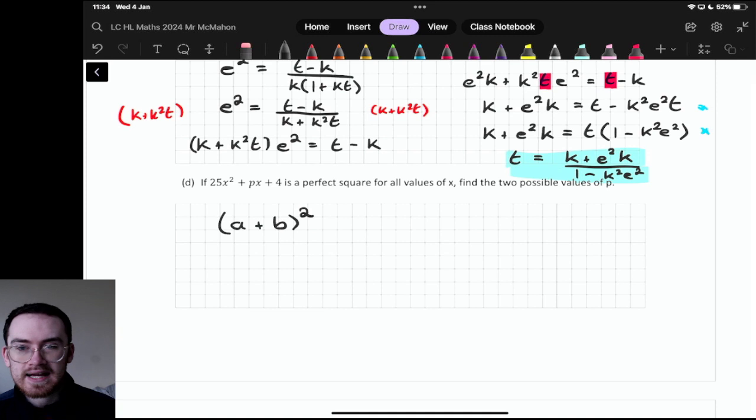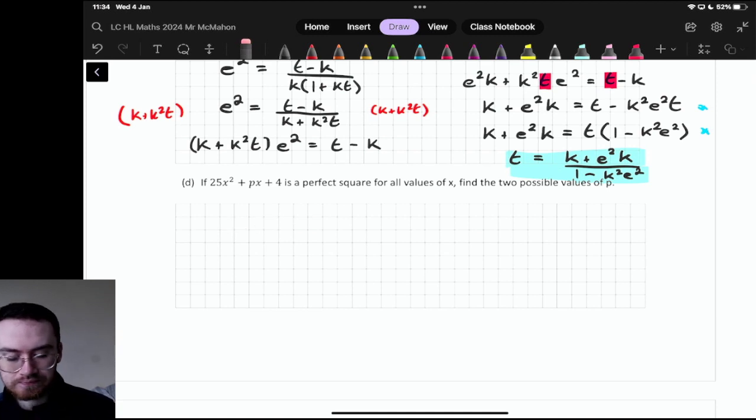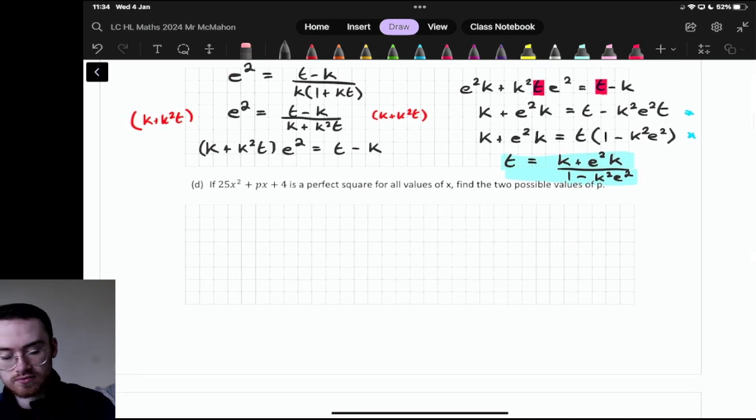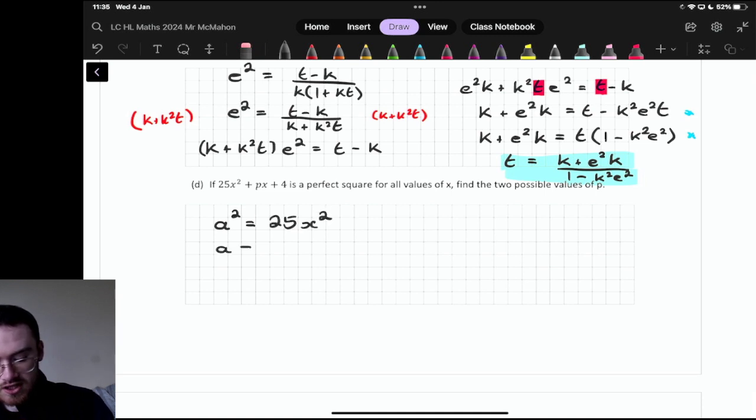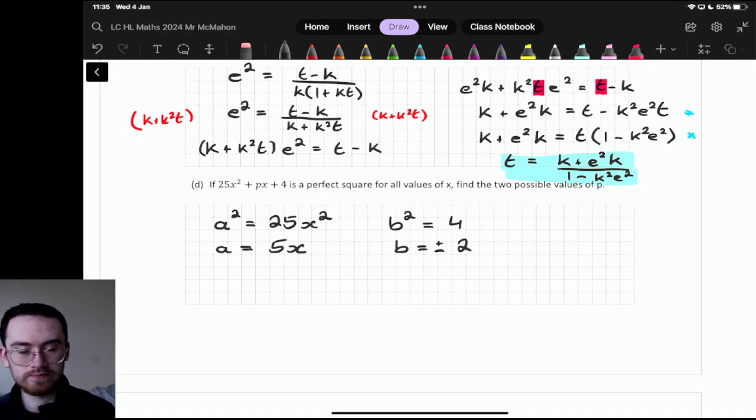So to look at this question here, we can see that generally, and we should remember as well from doing our perfect squares before, that your a squared is the first term here, the 25x squared. So that's suggesting to us that a might be 5x. Okay, then your b squared is usually the last one as well, so b squared is 4. So we can say here that b is going to be either plus or minus 2.